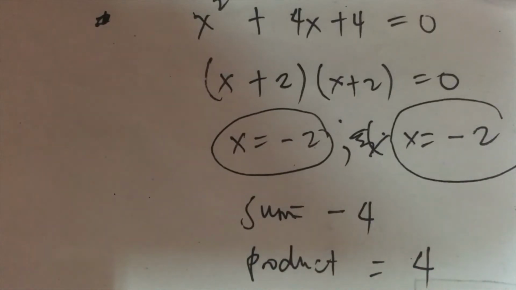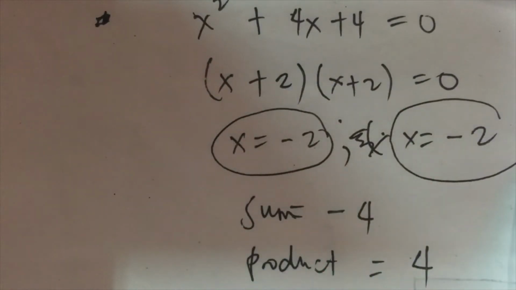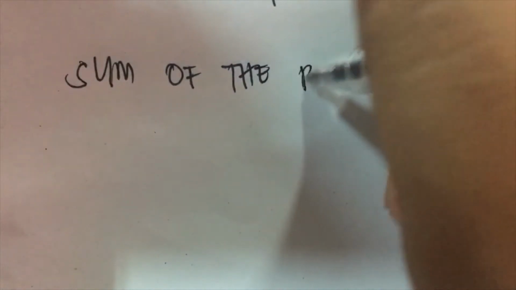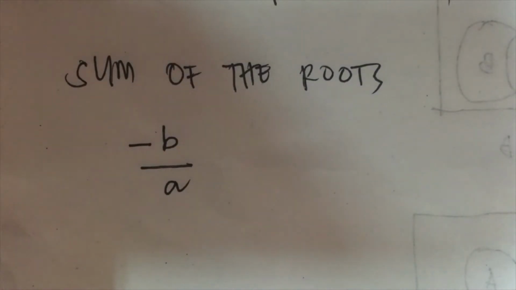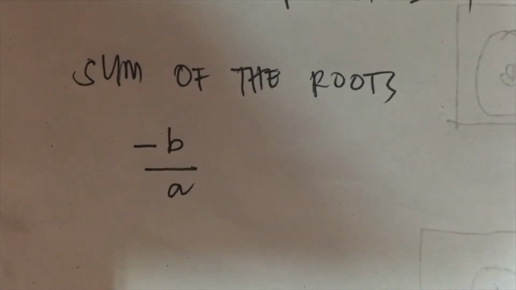So, in this discussion, I will show you an easier way to determine the sum and product of the roots of a given quadratic equation without actually computing the values of the roots. Okay, let's start. For the sum of the roots of a given quadratic equation, we have the formula negative b over a. Whatever the values of a, b, and c are in a quadratic equation in standard form, just substitute them in the formula, then you can have the sum of the roots.